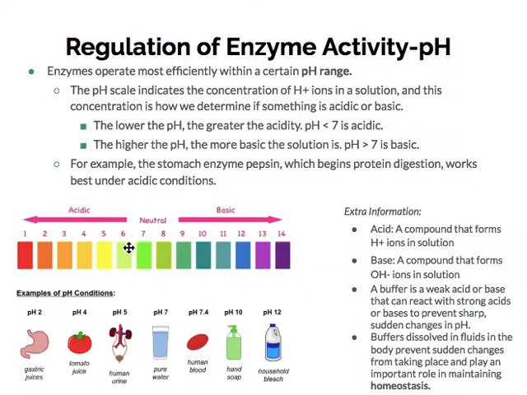Okay, now neutral pH right here is 7, okay, neutral pH, and pure water is an example of pH of 7. Not the water that you typically get in water fountains, but pure water.